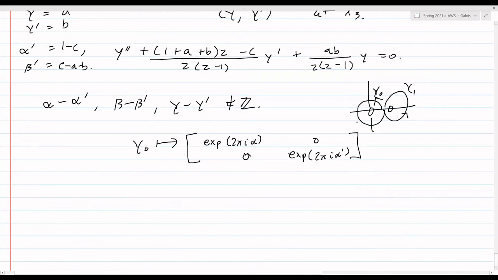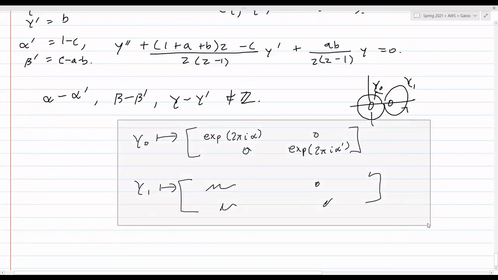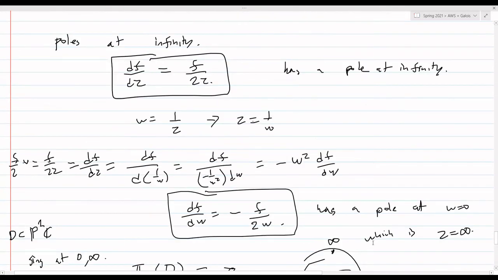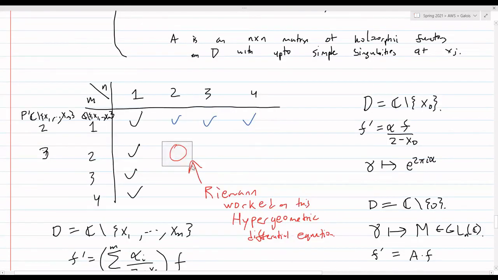Now, when you walk around gamma naught and gamma 1, it's more complicated. I won't write it down, but it's like a ratio of things. The point is that you can actually compute what the monodromy representation is. This specific representation is a special case of a differential equation of second order with 3 singularities, and I guess it allows you to solve the Riemann-Hilbert problem in this case as well.